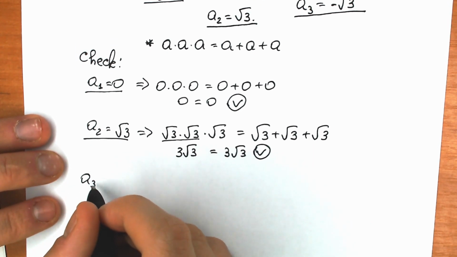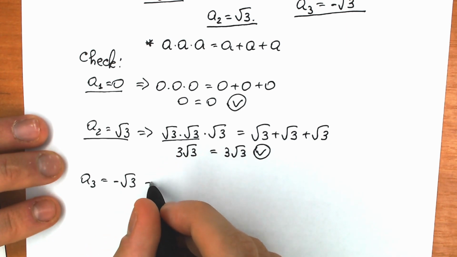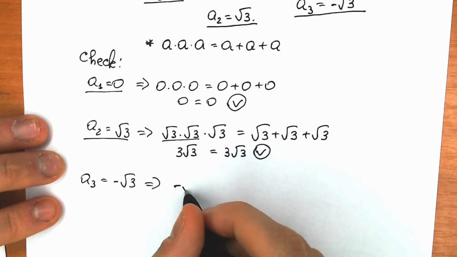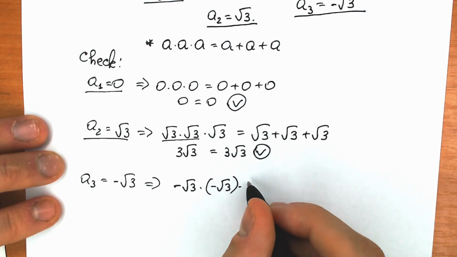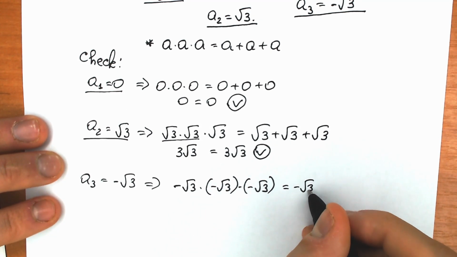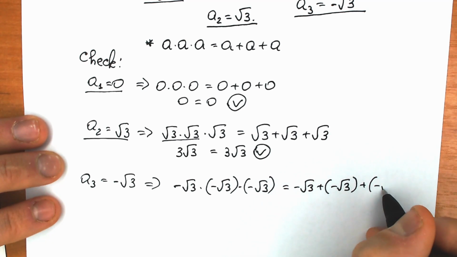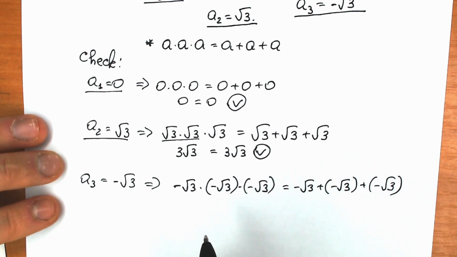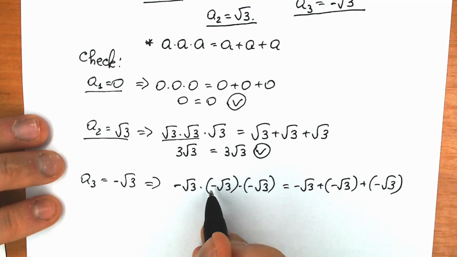Okay, a third is equal to minus square root of 3. Let's check it. So we have right here minus square root of 3 times minus square root of 3 times minus square root of 3 equal to minus square root of 3 plus minus square root of 3 plus minus square root of 3. Really tricky expression, yeah? So right here we have an odd number of minus 1, so we have minus 1 times minus 1 equal to 1, and the final sign will be negative.